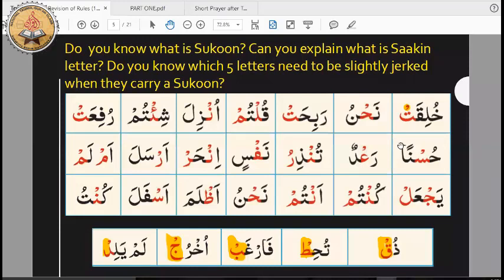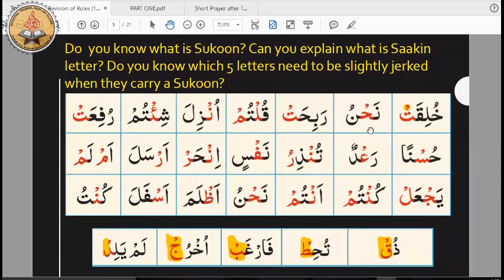Walaikum assalam. Okay, so I've done the first example for you. What I want you to do now is read this example for me, please. Nahnu. Excellent. One more time. Nahnu. Perfect. And can you tell me which one is the second letter in this? Ha. Excellent. Why? Because it goes to Jazam.